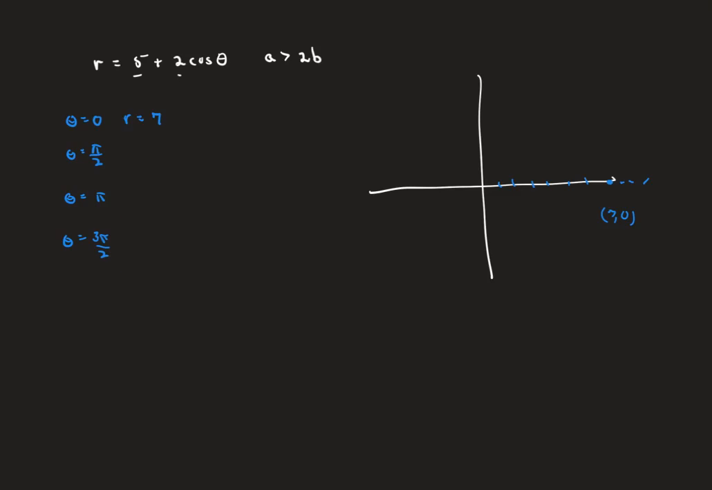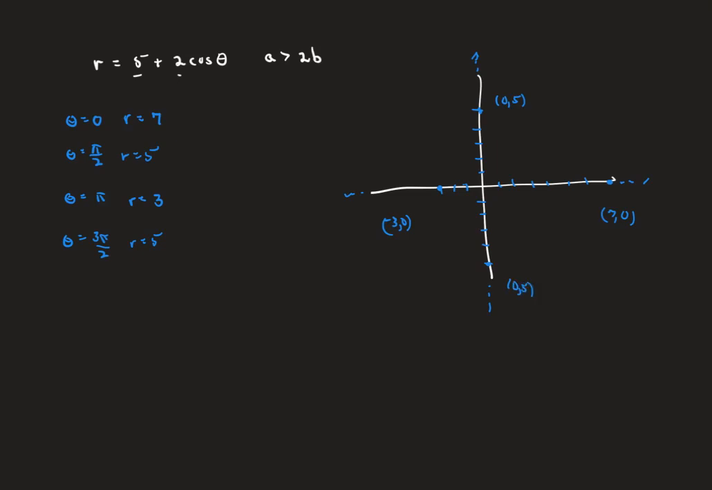At pi over 2, cosine is 0. So 2 times 0 is 0, plus 5 gives us an r value of 5. At pi over 2, we'll go 1, 2, 3, 4, 5, and that's going to be the point (0, 5). At pi, cosine is negative 1. 2 times negative 1 is negative 2, plus 5 is going to be 3. So at the angle pi, let me get that back. At the angle pi, I'm going to go 1, 2, 3, and call that point (-3, 0). And at 3 pi over 2, cosine is back to being 0 again, and r is back to being 5 again. So here's our angle 3 pi over 2. 1, 2, 3, 4, 5. I'm going to call that (0, -5).